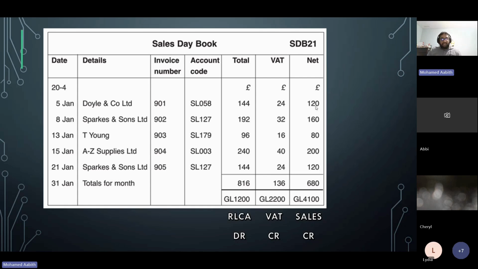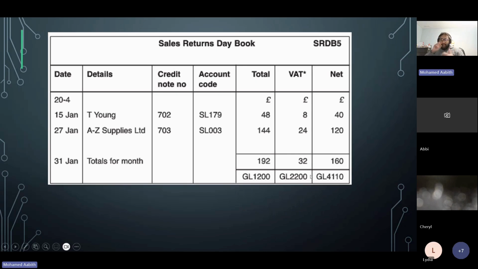Credit account means this will be both credits, and that will be debit. So if I'm going to look at it here, this debit will be equal to these two credits. Can you see here? 816 equals 136 plus 680. So similarly, we have the sales return day book.